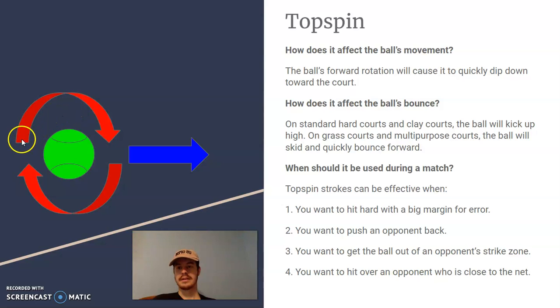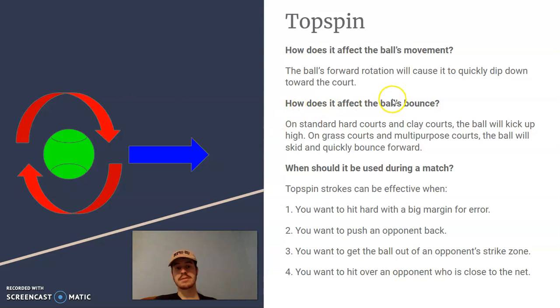In the graphic over here, our red arrows represent the ball's spin, and our blue arrow represents the ball's movement toward the other side of the court, just to give a general direction of where the ball is headed. So how does topspin affect the ball's movement? This forward rotation causes the ball to quickly dip down toward the court.